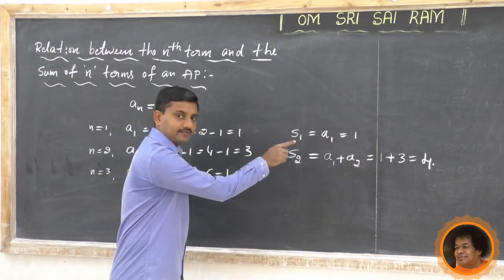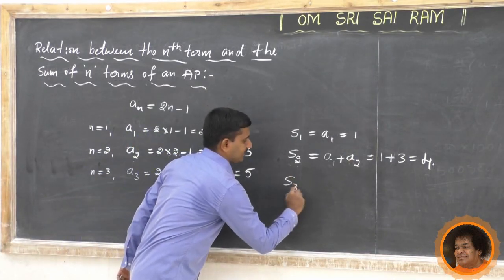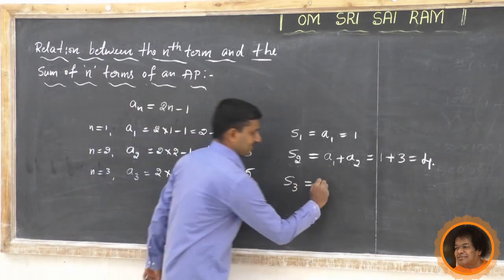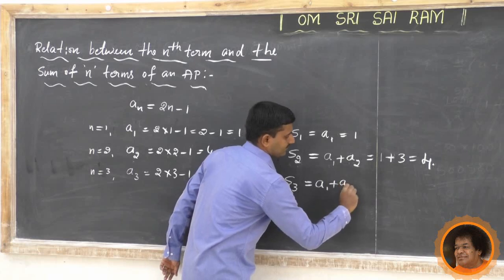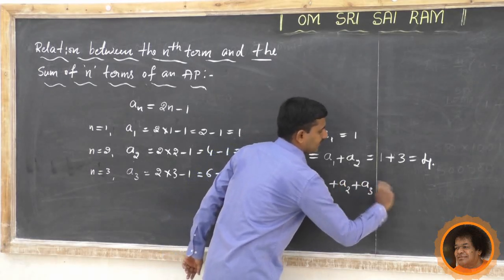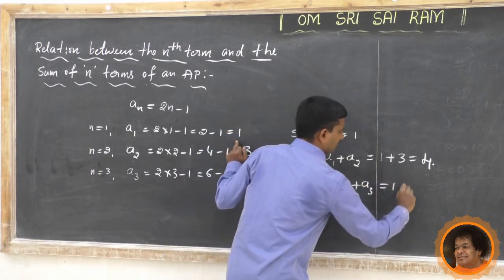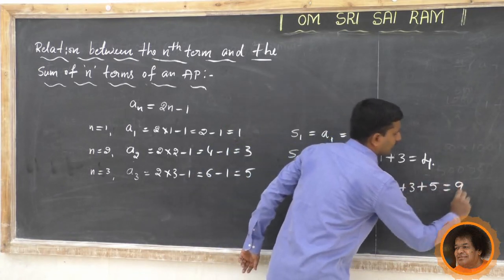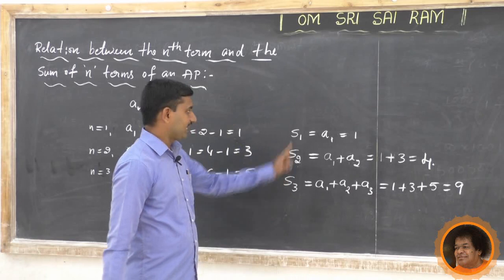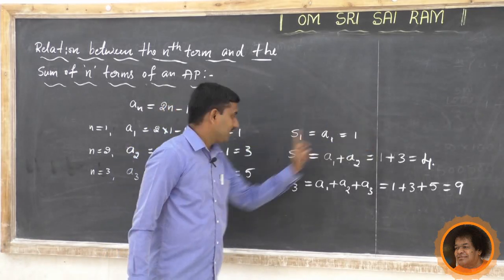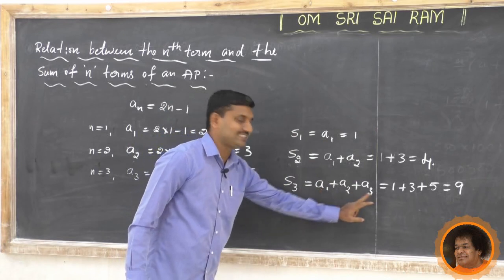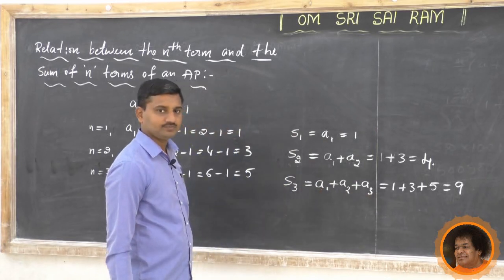I think it is clear. So next find S3. S3 means the sum of the first three terms. Which are the three terms? a1 plus a2 plus a3. Now find the sum: 1 plus 3 plus 5, which is equal to 9. S1, the sum of the first term. S2, the sum of the first two terms. S3, the sum of the first three terms.